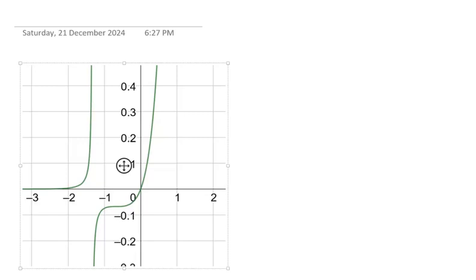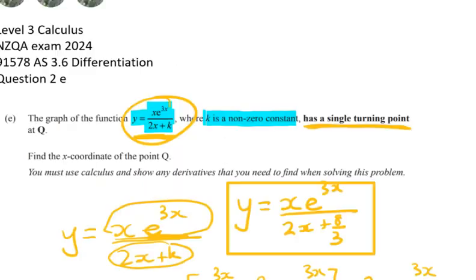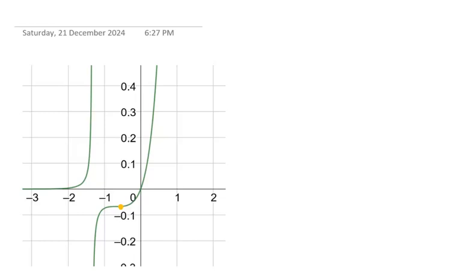You can't get penalized for it, but the question doesn't really make sense, because I couldn't find a value of k that gave me a single turning point, and I played around a little bit more in GeoGebra. So I'm going to switch over to show you that now. Hopefully this will work. I won't be able to write on the screen, but I'll be able to use a slider that I set up.